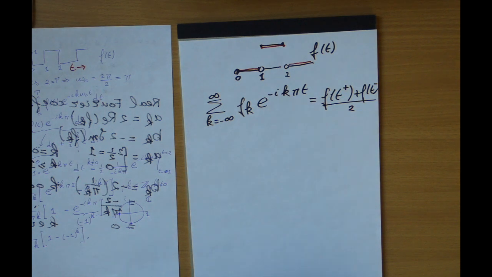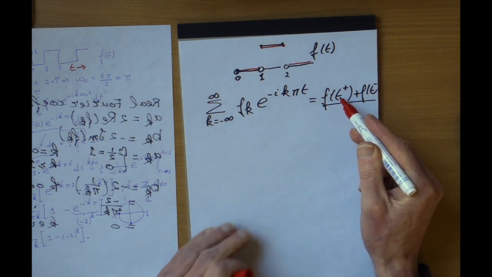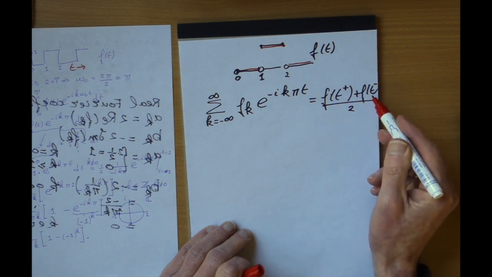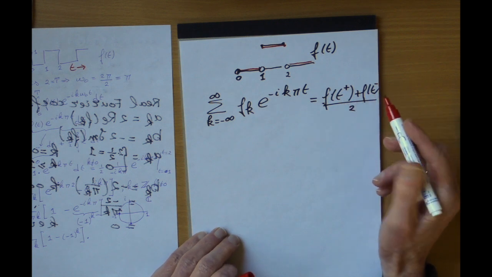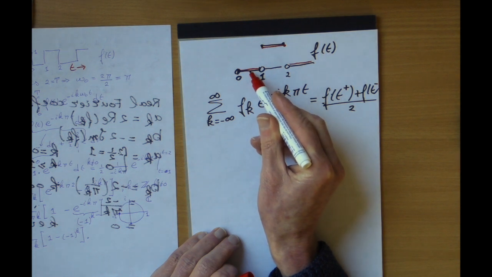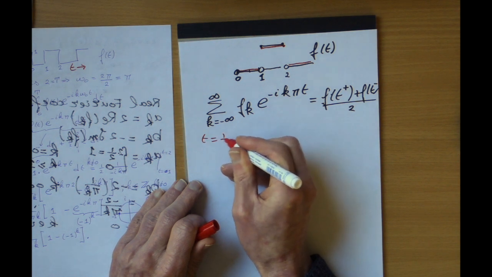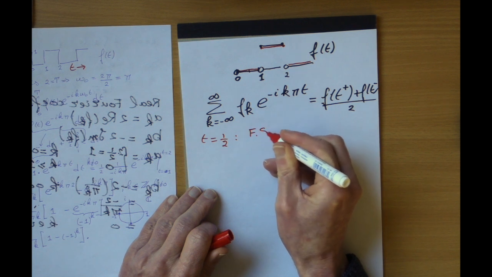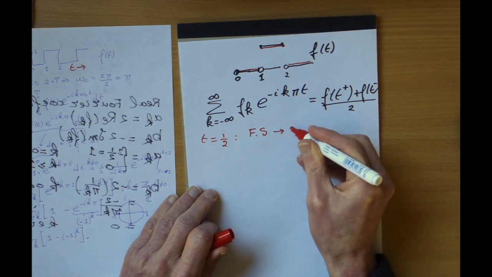So, now let's take some points. If f is continuous, this means you take t and you take the limit to the right of it, and here you take t and you go to the left of it, to the minus side. So if f is continuous at t, this is precisely f of t. So here the Fourier series converges to f of t. For t equals a half, the Fourier series converges, and this infinite sum will be equal to 0.